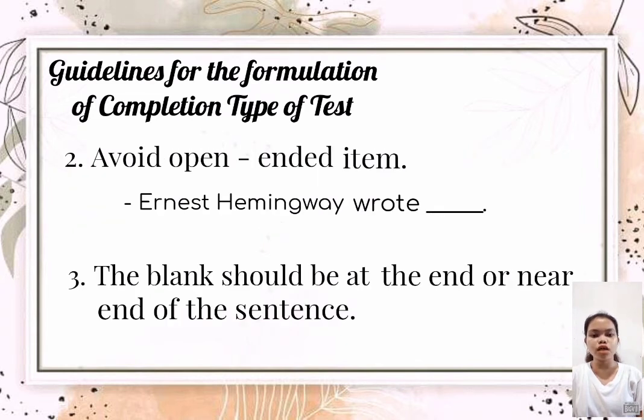Number 2. Avoid open-ended item. There should be only one acceptable answer. The item is open-ended, hence not a good test item. Number 3. The blank should be at the end or near the end of the sentence. The question must first be asked before the answer is expected. Like the matching type of test, the stem where the question is packed must be in the first column.